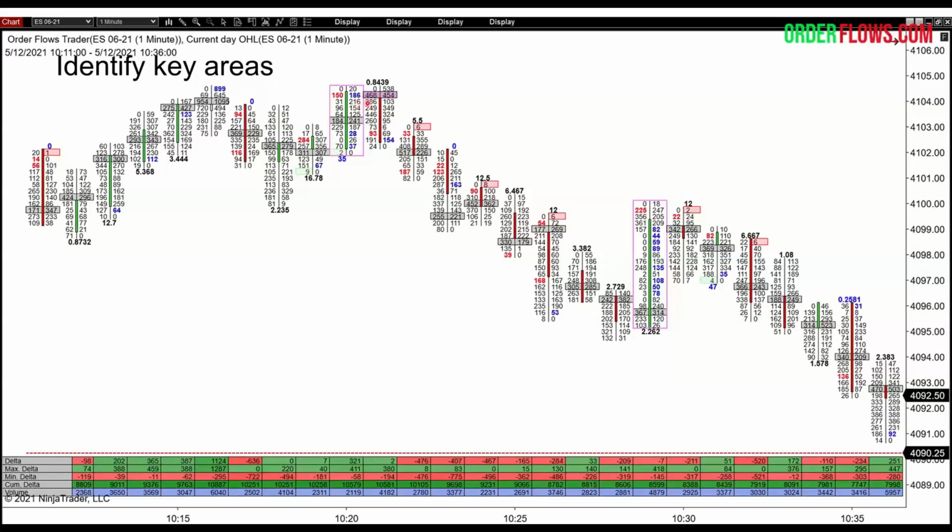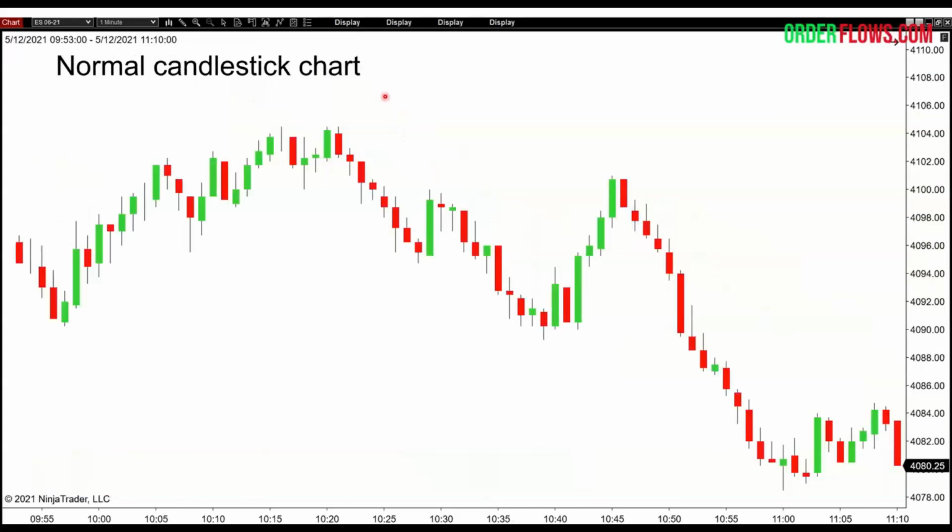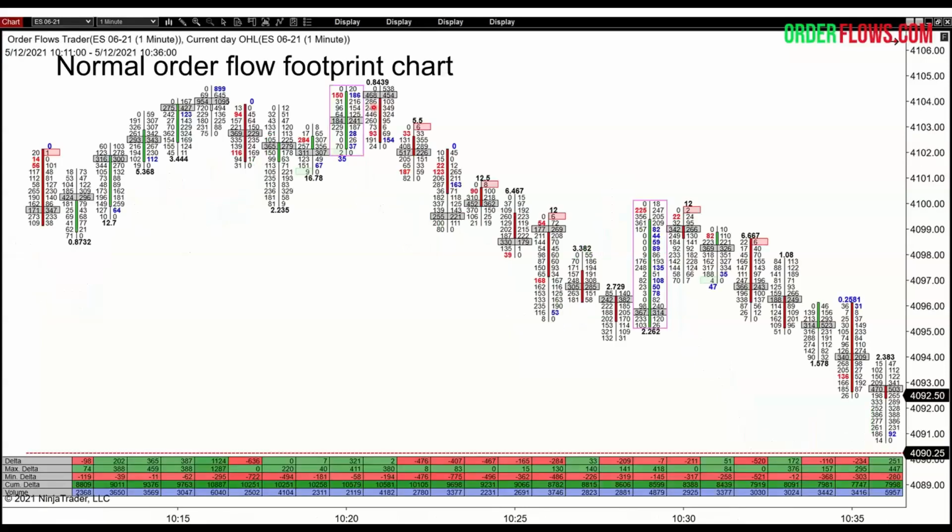And this point of control here is important. That's happening right here. You've got a very bearish point of control in this bar. But you're not going to know that's important if you're looking at a candlestick chart, because you don't know where the point of control is on the bar. Let software identify it for you.